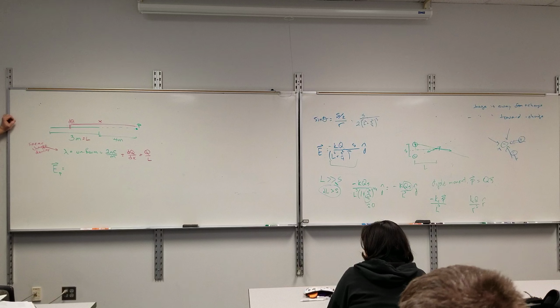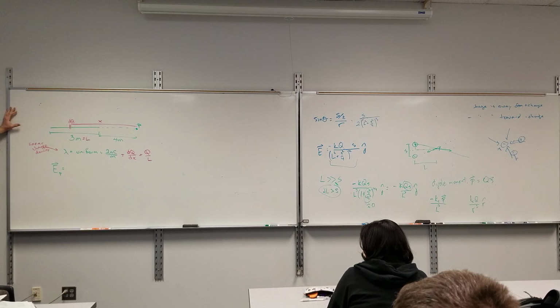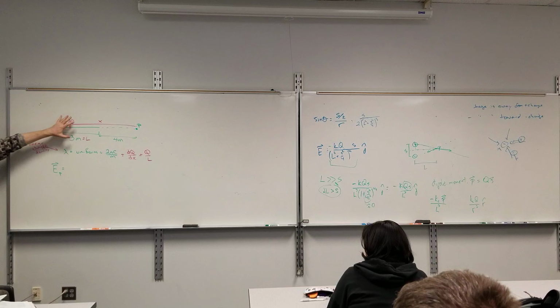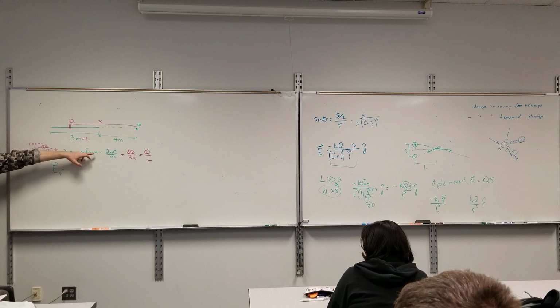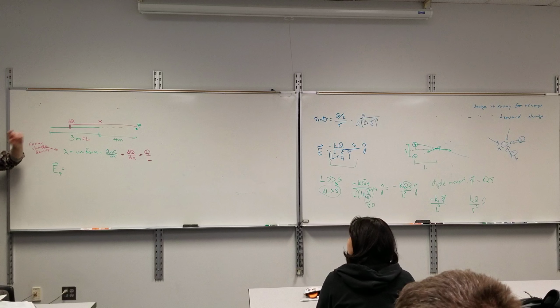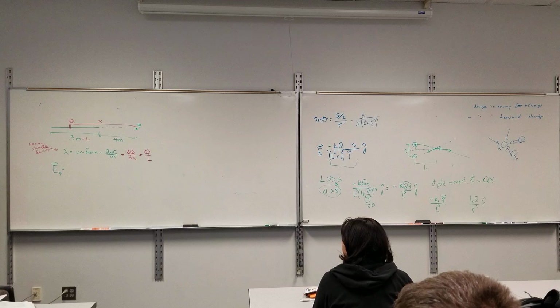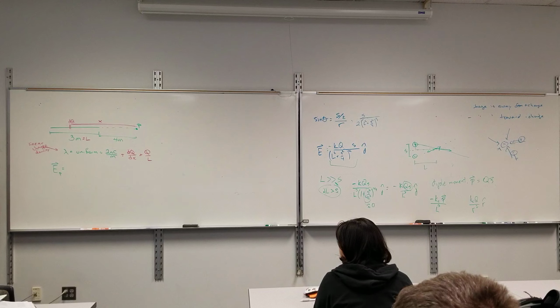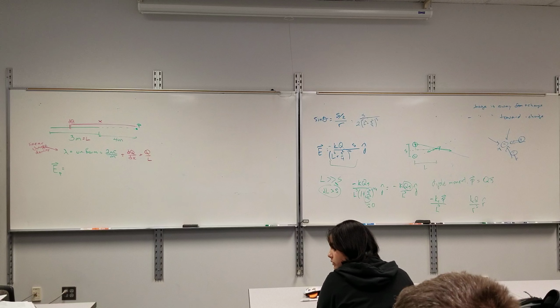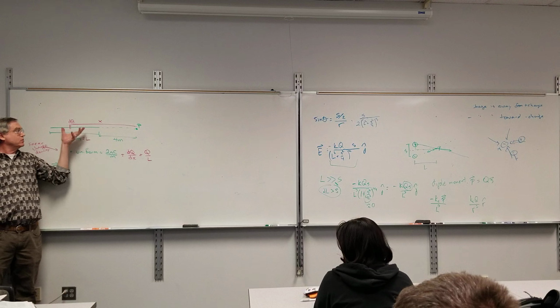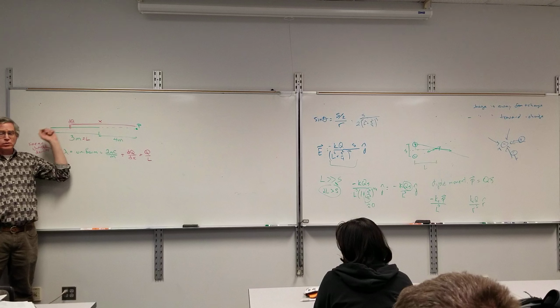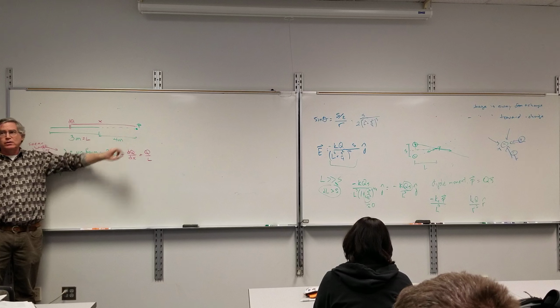All right, I got my electric field. First off, I know that this is a positive charge because I have a positive charge density. What is the direction of the electric field at point P? If this is a positive charge distribution, what is the direction of the electric field here?